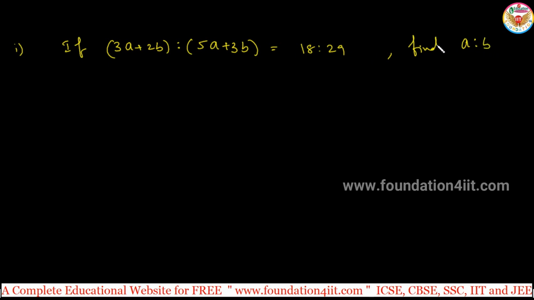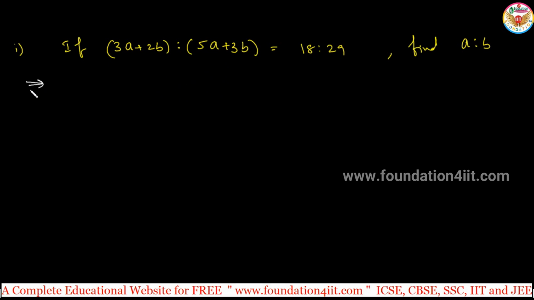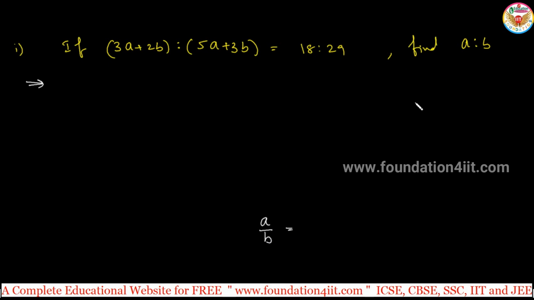Actually, regarding ratio and proportion, almost all basic properties and basic concepts were studied in previous classes. Even on our channel you can find the previous class videos about the ratio. You just go through that, if you still need more clarity. I'm going to start directly with the problems based on this. Here 3a plus 2b is to 5a plus 3b is equal to 18 is to 29. Find a is to b. That means if you are able to find a divided by b, that is nothing but a is to b. Keep in mind.